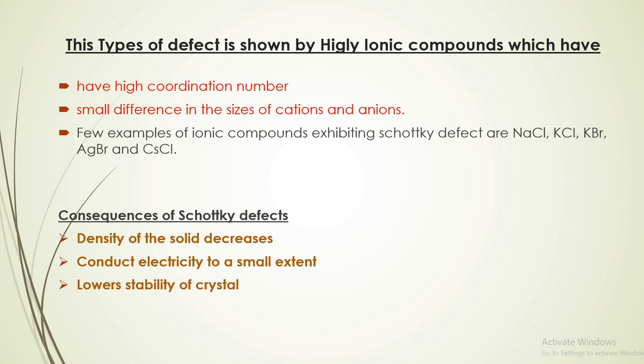Schottky defect is shown by ionic compounds which have high coordination number and which have a small difference in the sizes of cations and anions. A few examples of ionic compounds exhibiting Schottky defect are sodium chloride, potassium chloride, potassium bromide, silver bromide, and cesium chloride. There are some effects of Schottky defect. The density of the solid decreases. It conducts electricity to a small extent and it lowers the stability of the crystal.